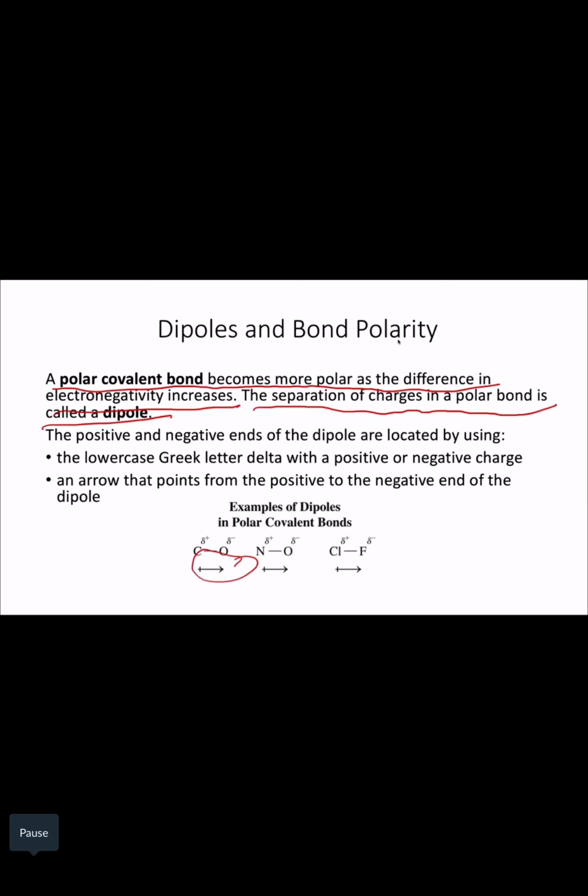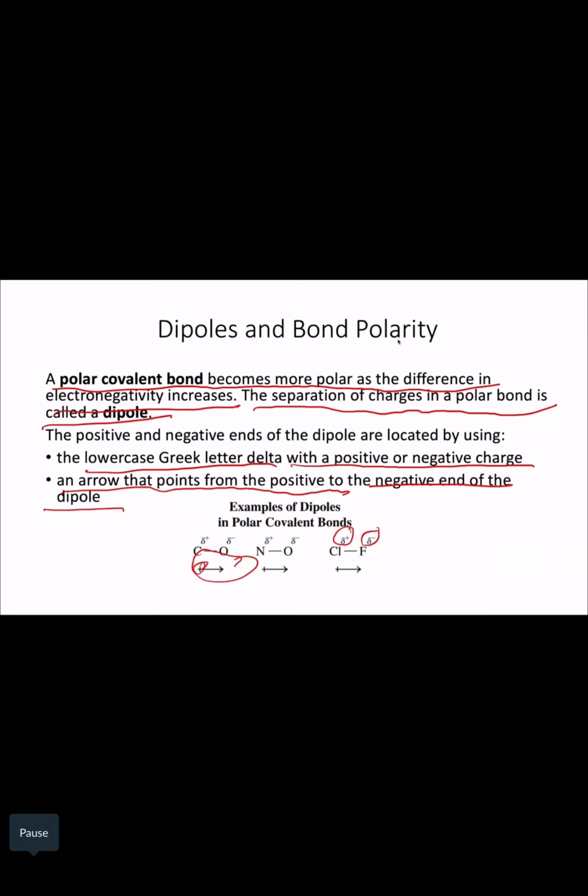The positive and negative ends of the dipole are located by using the lowercase Greek letter delta. Either going to be negative or positive. Delta negative means that's going to be the most electronegative atom. Delta plus is what we call the electron-deficient or positive atom. With a positive and a negative charge, the arrow points from the positive, the tail, to the negative end of the dipole. So that's where we create a dipole moment.